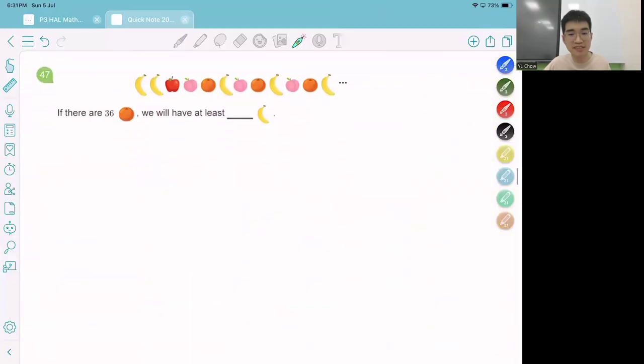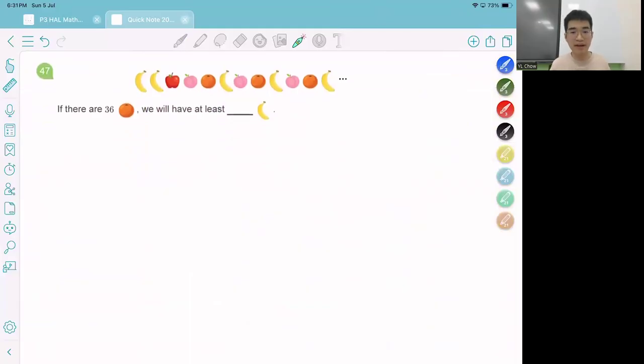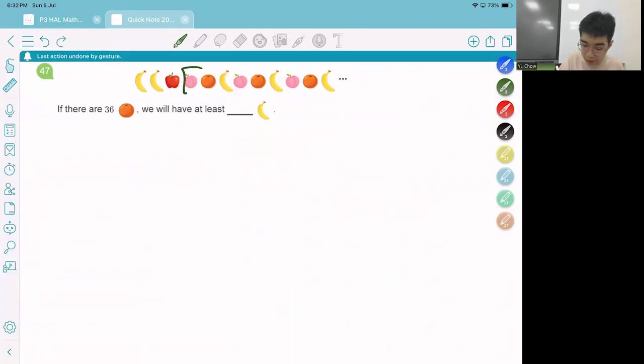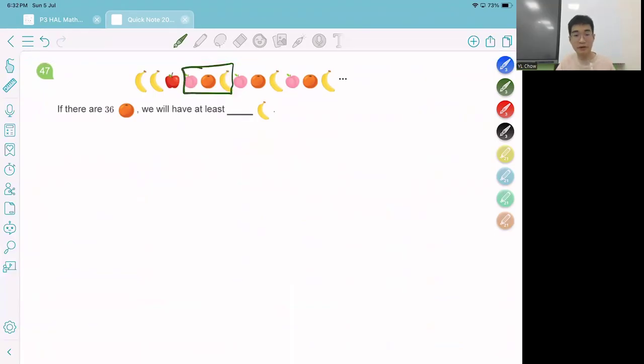Let's move on to the next question, which is also a tricky one. This is a cyclic problem, but I believe I've never gone through this before, so let's look at this question. The pattern says banana, banana, apple, peach, orange, banana, peach, orange, banana, peach, orange, banana. Immediately when you read this pattern out, you will realize that the repeating group is peach, orange, banana. Let me draw a rectangle to show this. This is a repeating group.